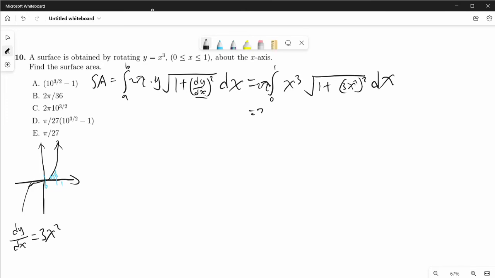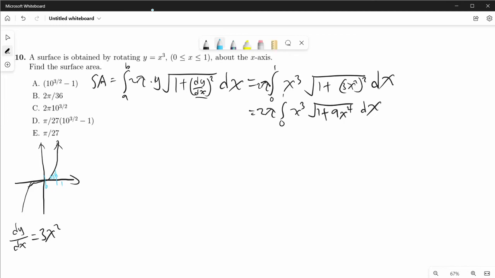So simplify a little. Notice we have 1 plus 9x to the 4th inside. It looks like a pretty complex integral at first, but you notice inside the square root is 1 plus 9x to the fourth. And if we take the derivative of that, we get an x cubed term outside.